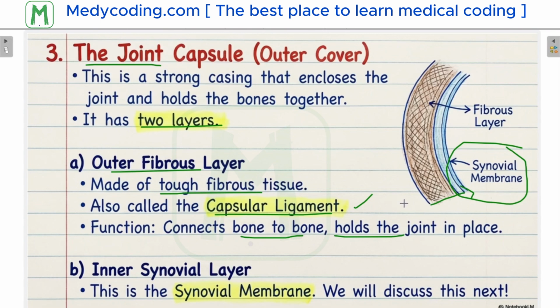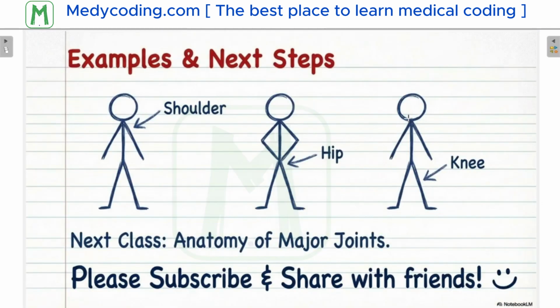So this is all about the synovial joint. Shoulder, knee and hip are examples of synovial joints. If someone says synovial joint, you have to assume all the above structures.